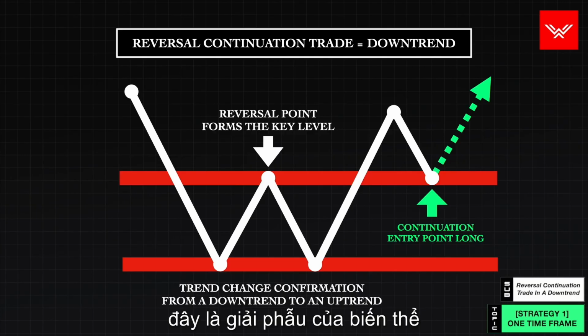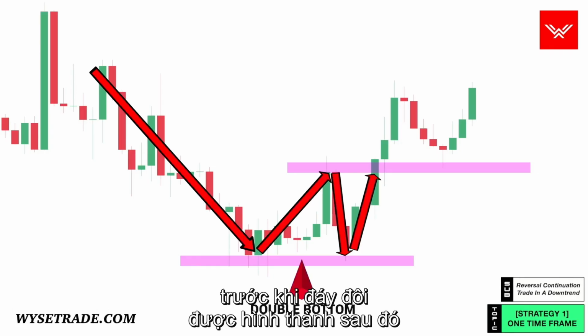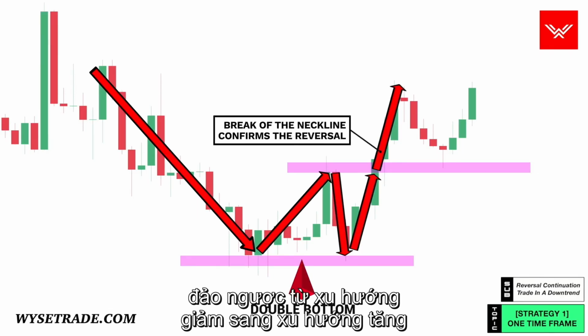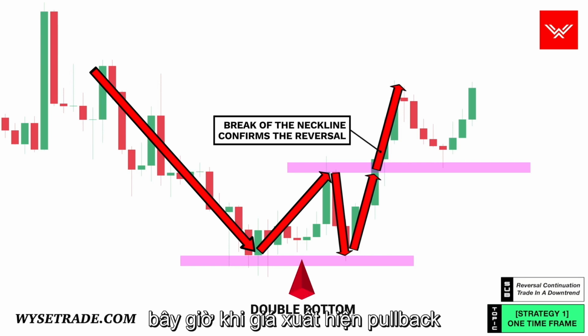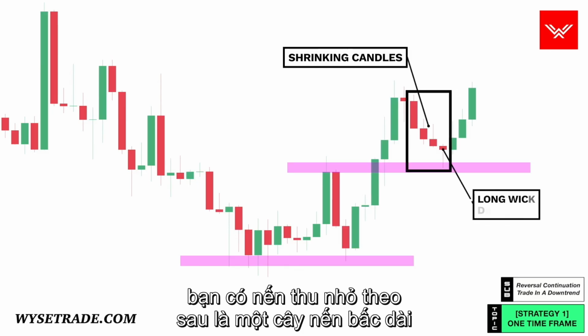Here is the anatomy of the variation. Now on the charts, you first had your moving downtrend before a double bottom formed, followed by a break of the neckline, confirming the reversal from a downtrend to an uptrend. Now as price pulled back, you had shrinking candles followed by a long wick candle.